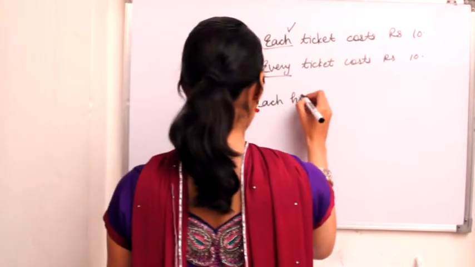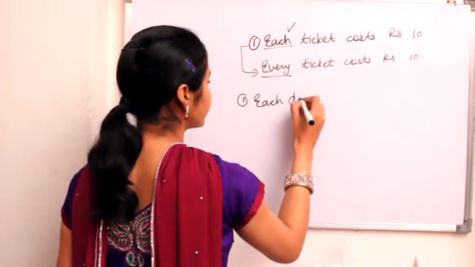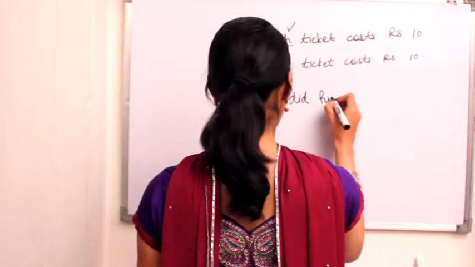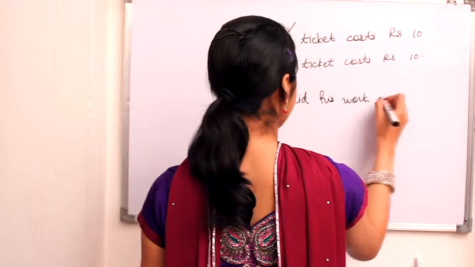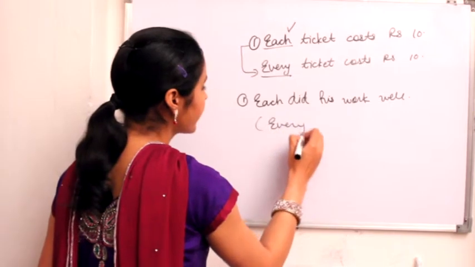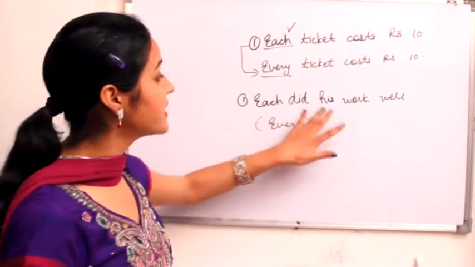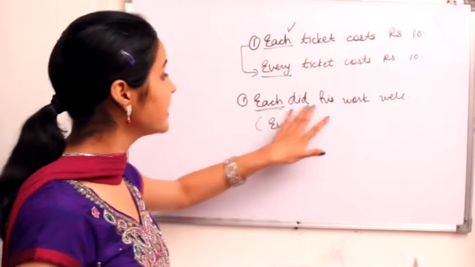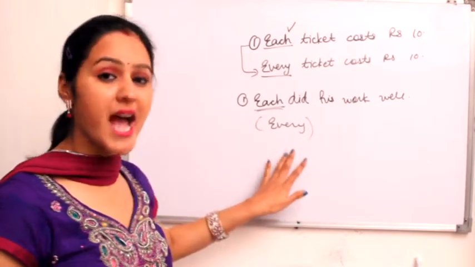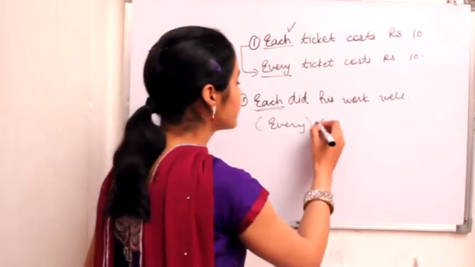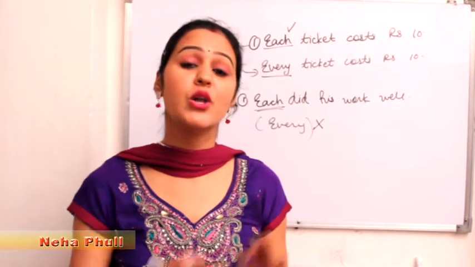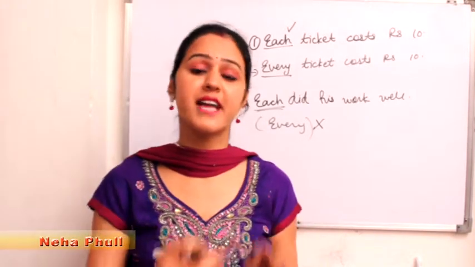If I write, each did his work well, you can utilize each here. It means every can't be used here. Each did his work well. In a group of persons, each person did his work well, not every. So when you're talking about some conditions related to each and every, then you have to look at the flow of the sentence, what it tells us.